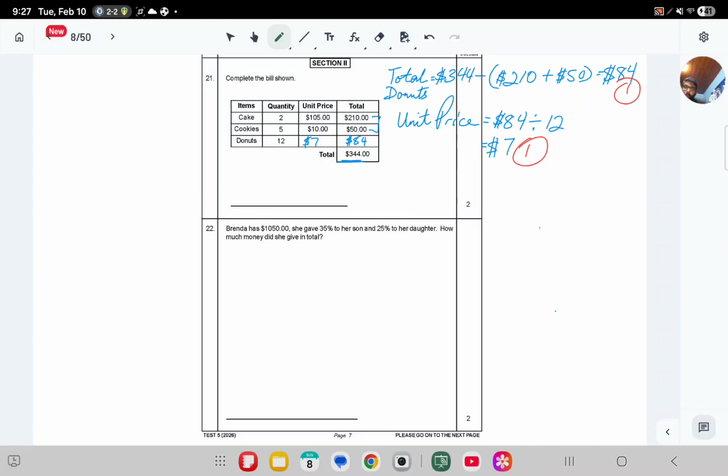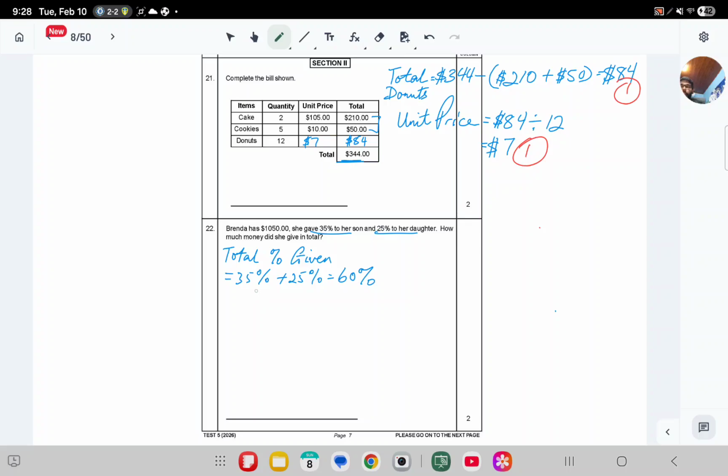Number 22. Brenda has $1,050. She gave 35% to her son and 25% to her daughter. Alright, how much money did she give in total? So we have it represented in percentage. She gave 35% to son and 25% to the daughter. So we can calculate the total percentage given. And that would be the 35% add the 25%, which is equal to 60%. So she gave a total of 60%.